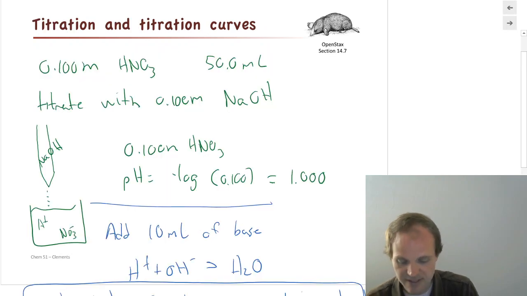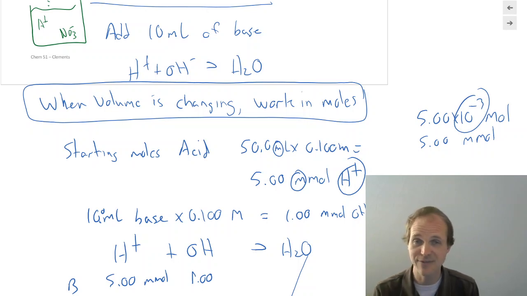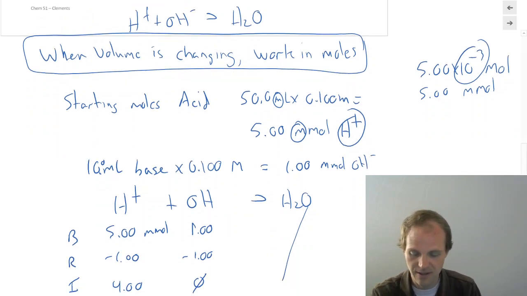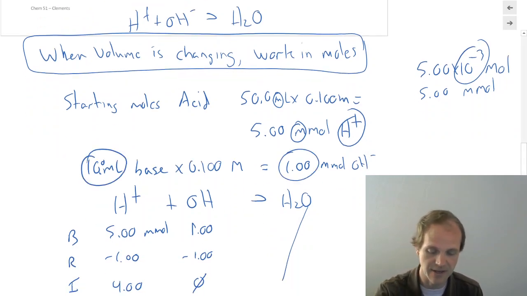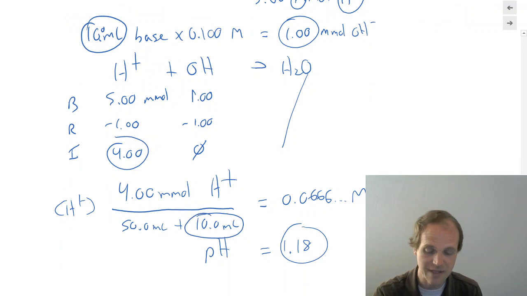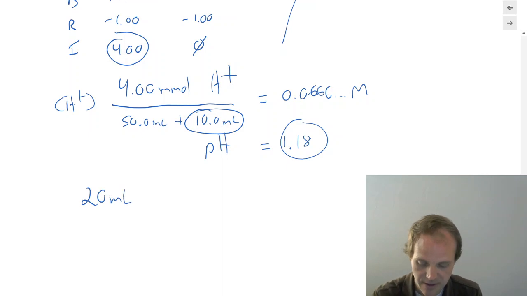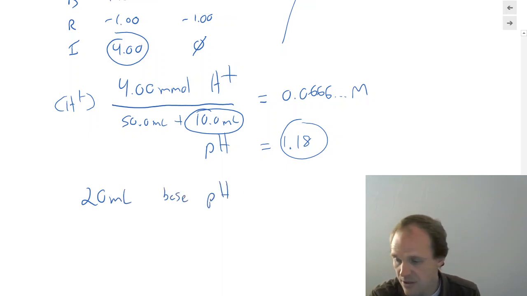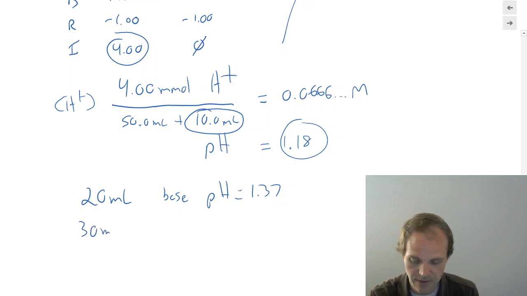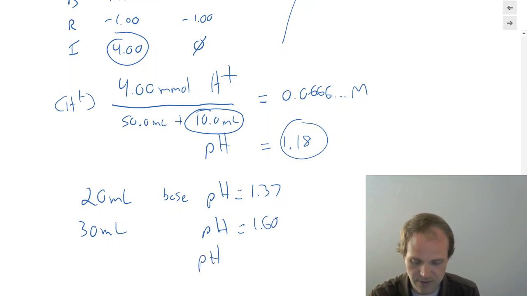Now, I could go and do this again for 20 milliliters of base, for 30 milliliters of base, for 40 milliliters of base. So I'm going to go ahead and just give you those numbers as opposed to going through all those tedious calculations again, but it would be exactly the same. Right here, I just put in 20 milliliters of base, and I figure out that I have 2 millimoles of hydroxide. Down here, I'd have 3 millimoles. Here, I'd have a total of 20 milliliters, and that's all that would change. Okay. So when I add 20 milliliters of base, my pH is 1.37. 30 milliliters, my pH is 1.60. 40 milliliters of base, my pH is 1.95.